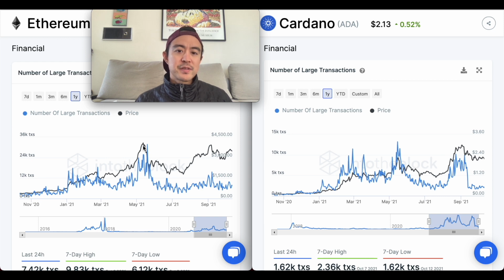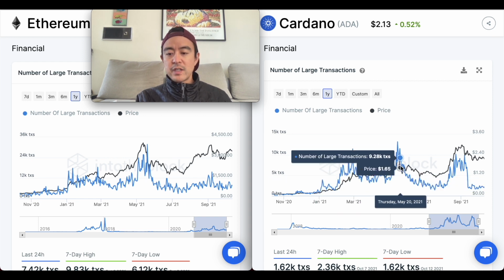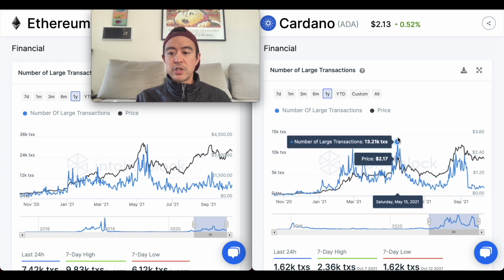Now, this next chart I want to show you is the number of large transactions. Now, this is important because you can see the activity of large whales and institutions. And when they start buying up or selling something, it will drive the price up or down. So as we can see, for Ethereum, when the price went up, that's when the number of large transactions spiked. And this large spike right here could have been these large institutions selling. And we see the same thing with Cardano, right? When the price goes up, the number of transactions goes up too.